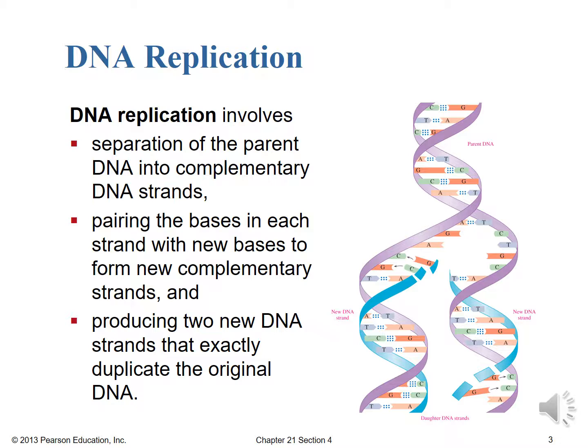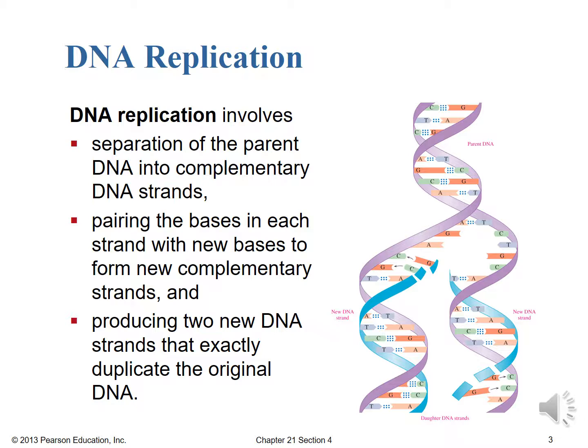DNA replication involves separation of the parent DNA into its complementary DNA strands. I mentioned earlier that it's important that these hydrogen bonds are stable enough to hold these two complementary strands together most of the time, but not so strong that we can't break them when we need to. And we certainly do need to if we're going to have cells divide and replicate the DNA instructions that we need for every cell.